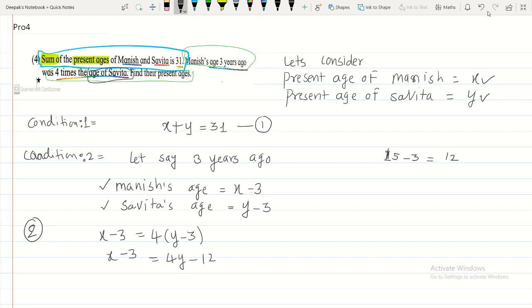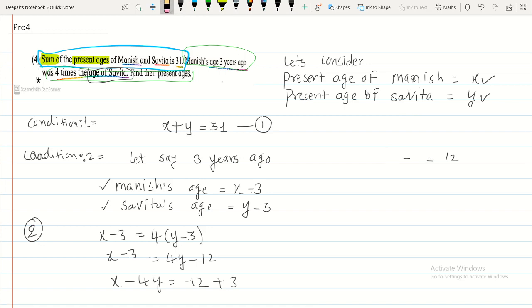Keep it as it is. Take 4y to this side and take minus 3 to this side. So x minus 4y, because this plus 4y will come to the left-hand side and become minus 4y, this minus 12 will remain as it is, and this minus 3 will become plus 3. So we get the simplified form of the equation.